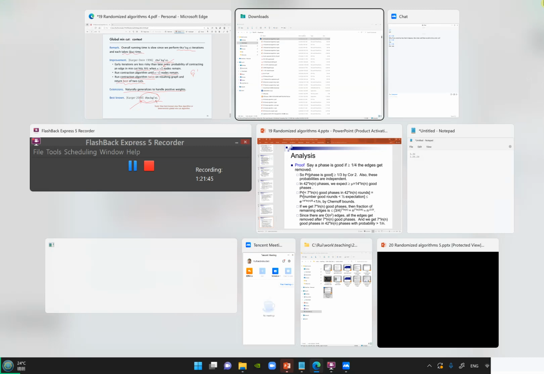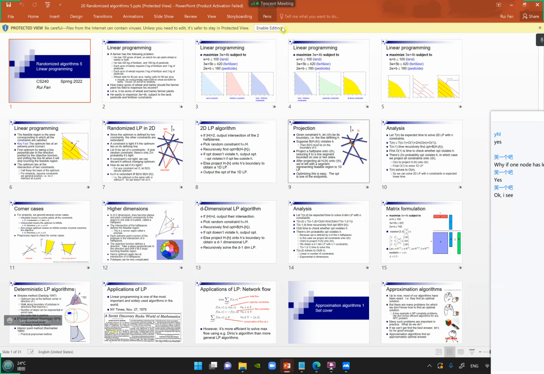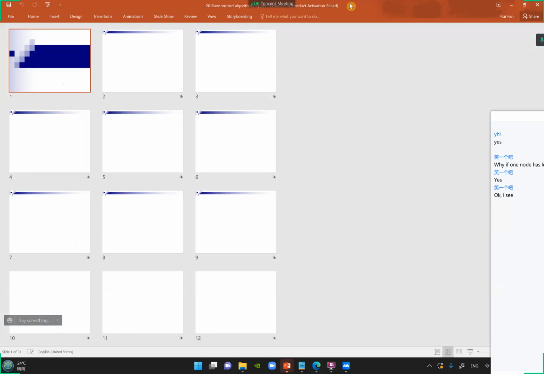All right, so that's all we're going to talk about for randomized graph algorithms. We're going to look at one more randomized algorithm, and then after that, we're going to move on to a new topic.